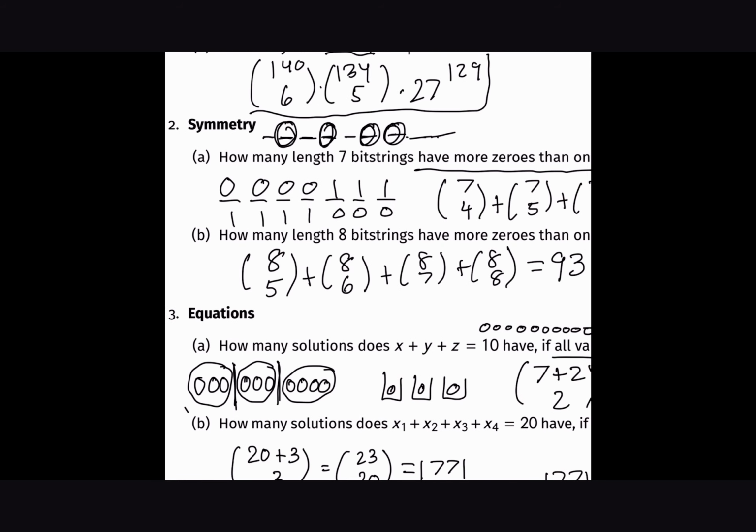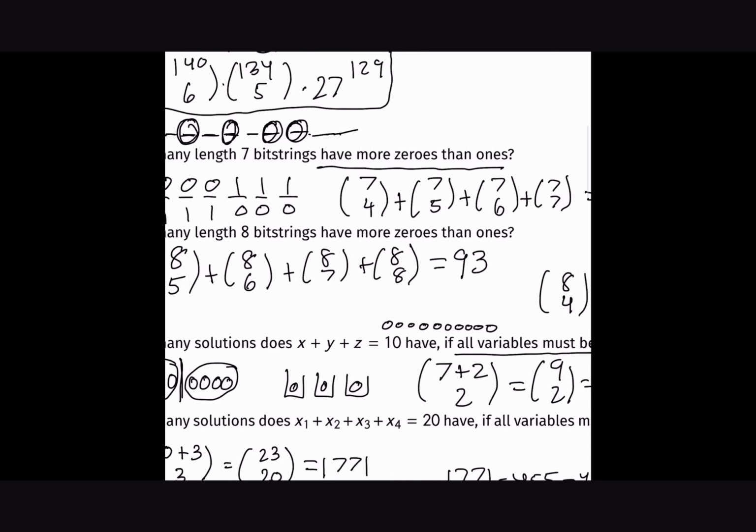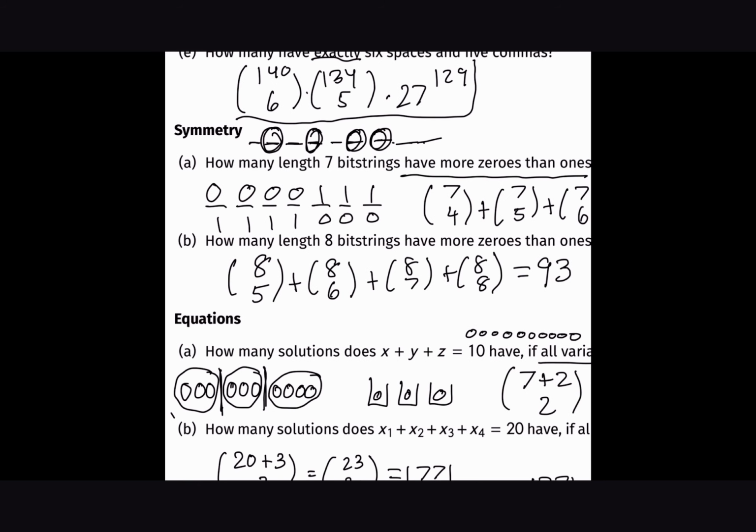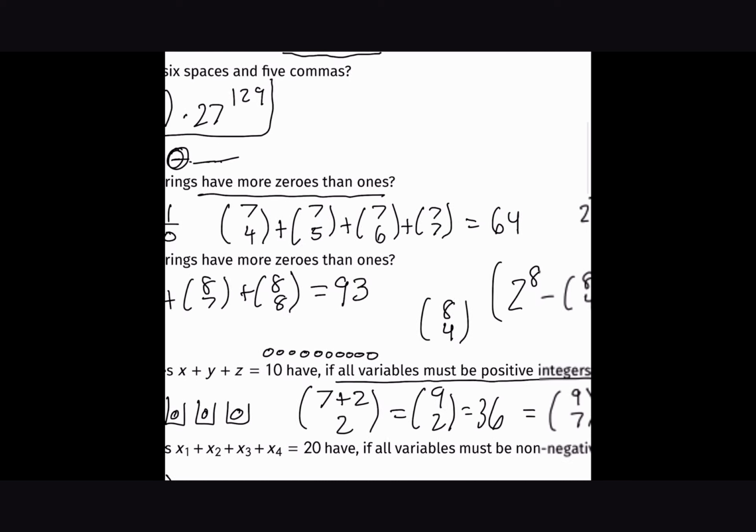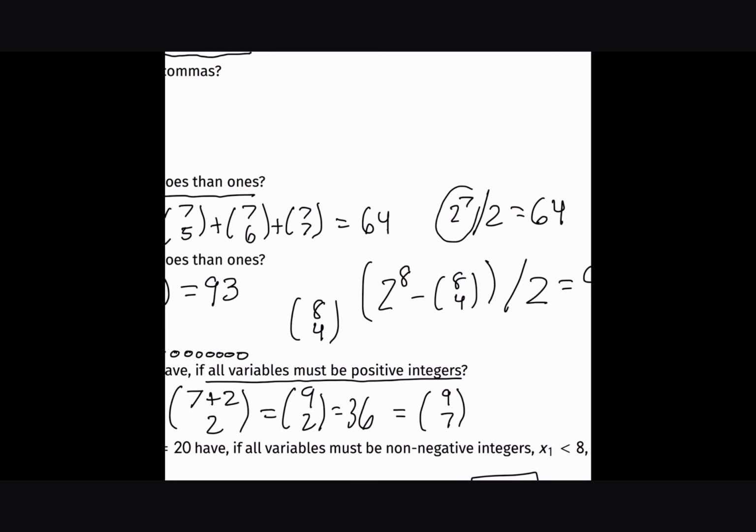Question 2 is asking us how many length 7 bit strings have more zeros than ones. Well, if you think about this, a length 7 bit string could have either more zeros or more ones. Each character can only be 0 or 1, so there's only 2 possibilities, and there's 7 of these blank spaces to fill in. Thus, we have 2 to the 7th power as our total number of possibilities to fill in a 7-length bit string. And given that there's only 2 ways, either more zeros or more ones, we can just divide this by 2 to get 64 possibilities of having more zeros.